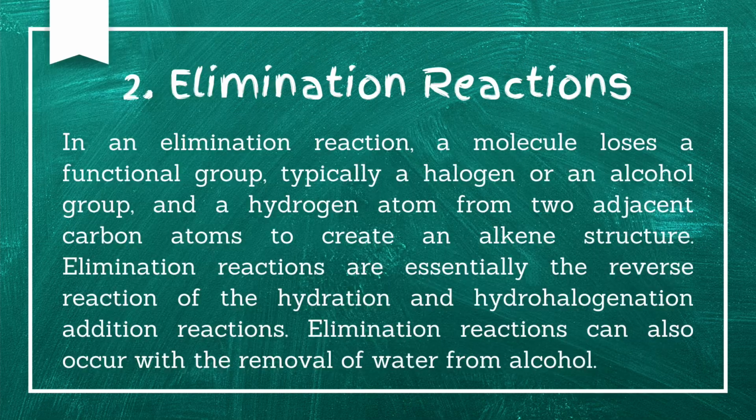In an elimination reaction, a molecule loses a functional group, typically a halogen or an alcohol group, and a hydrogen atom from two adjacent carbon atoms to create an alkene structure. Elimination reactions are essentially the reverse of the hydrogenation and halogenation addition reactions. Elimination reactions can also occur with the removal of water from alcohol.